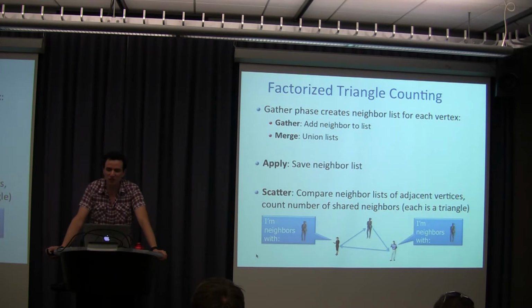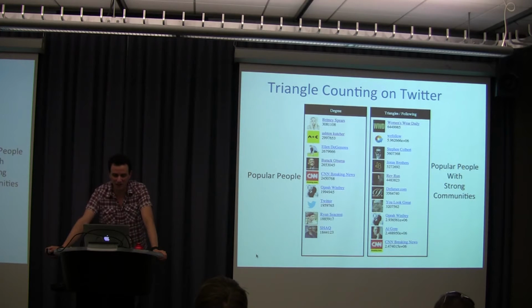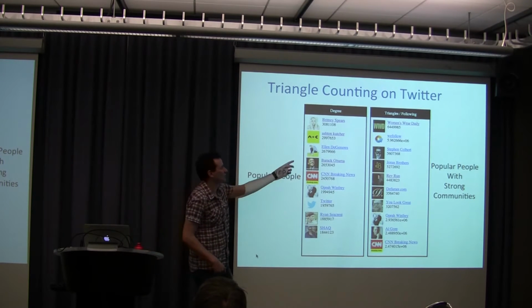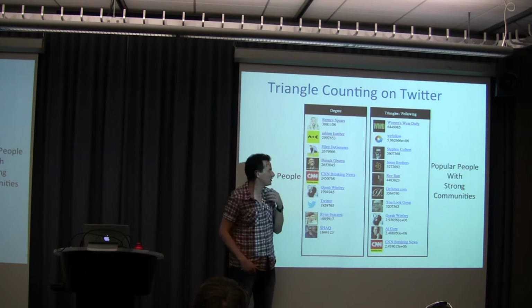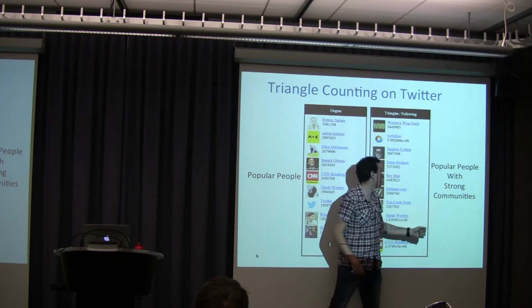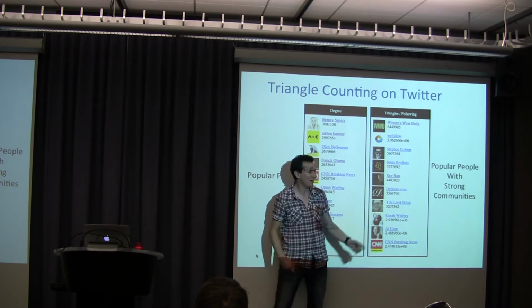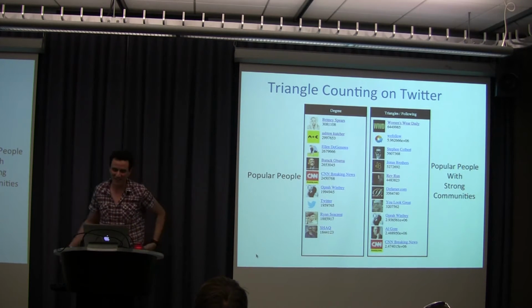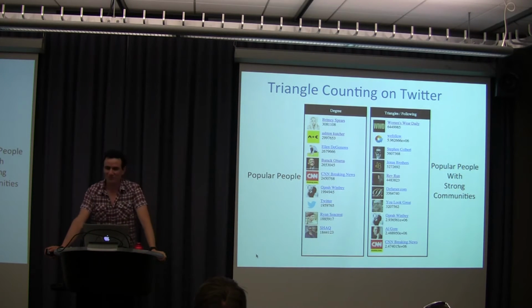Here's a cute little result of what happens if you look at the Twitter graph when you do this. So a popular person in the Twitter graph, if you just look at the number of people following them, is, for example, Britney Spears in 2010. But a person who is part of strong communities or is part of many triangles is somebody like Stephen Colbert. So it might be better to advertise to Stephen Colbert than it is to Britney Spears.